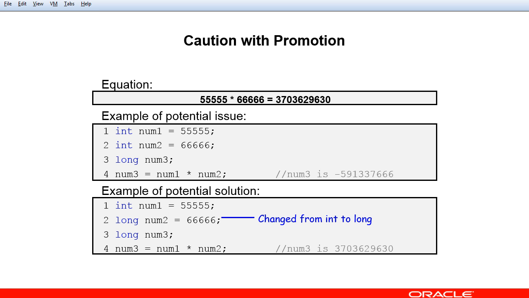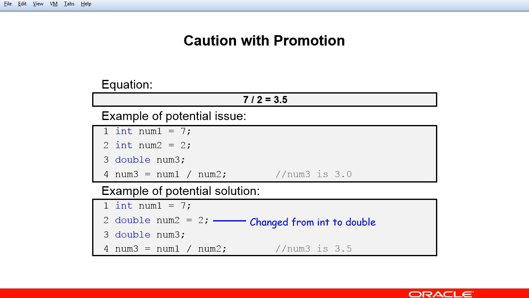This calculation ultimately yields an incorrect answer because the variable for your answer receives a truncated value, regardless of the type used for your answer. To solve this problem, you can set at least one of the variables in your equation to the long type to ensure the largest possible temporary container size.